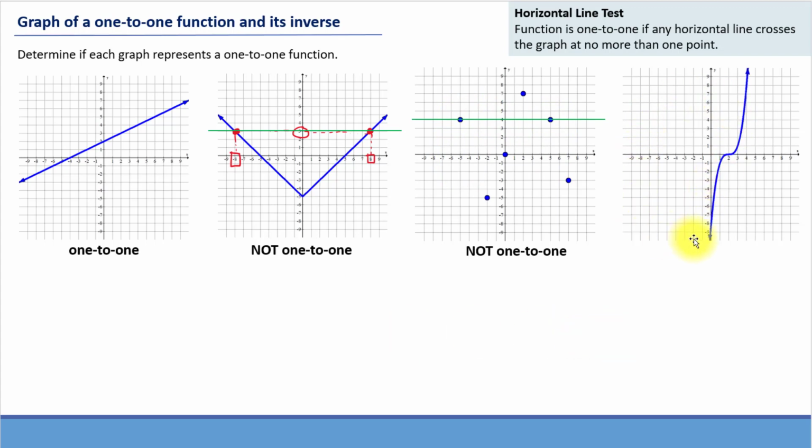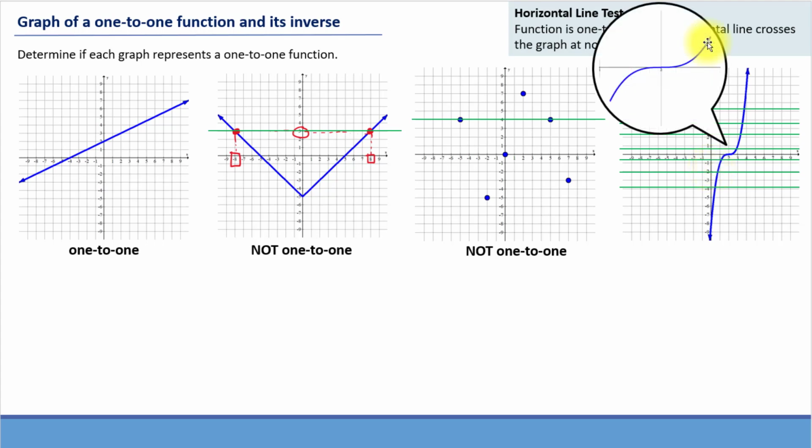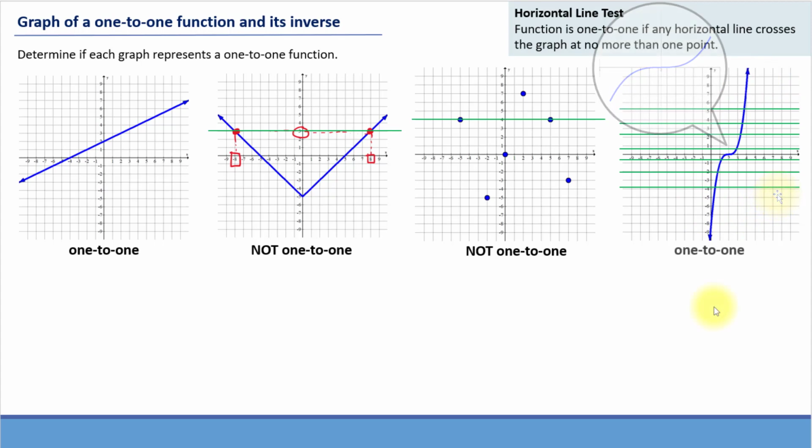And here's our last graph. Let's apply the horizontal line test. And we can see that no matter what horizontal line we choose, it crosses this graph at just 1 point. If you're questioning this portion of the graph, please know that if we zoom in, we'll see that the line curves and does not create any horizontal lines here. Well, basically, this is the graph of a cubic function, and it's a one-to-one function. So this is how we determine a one-to-one function given the graph.